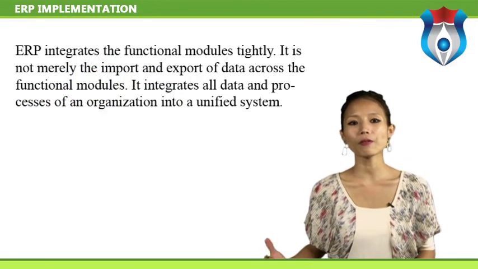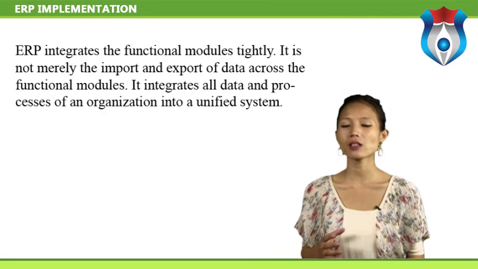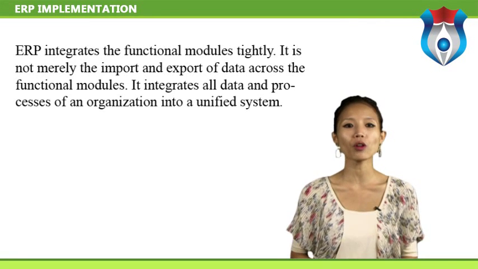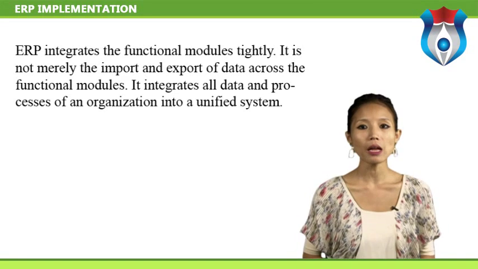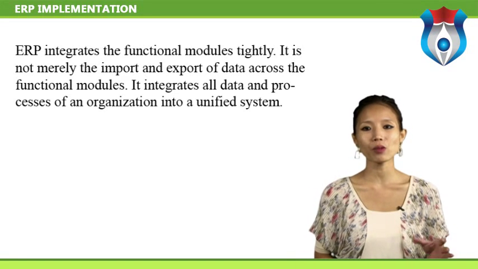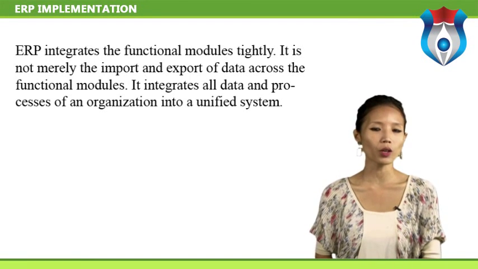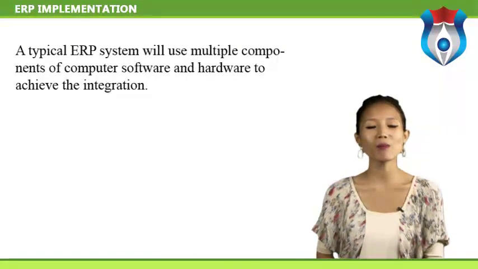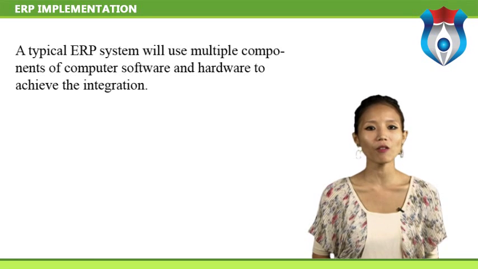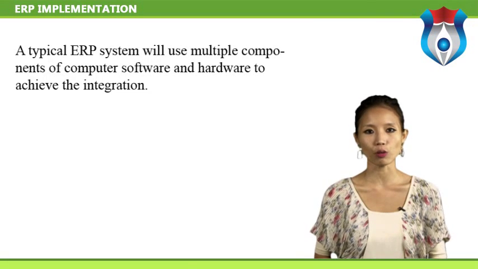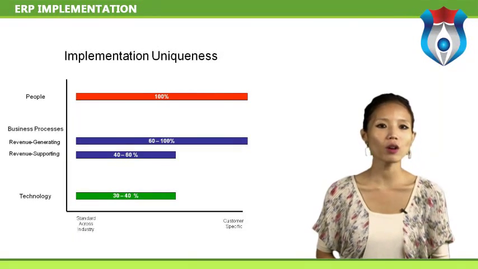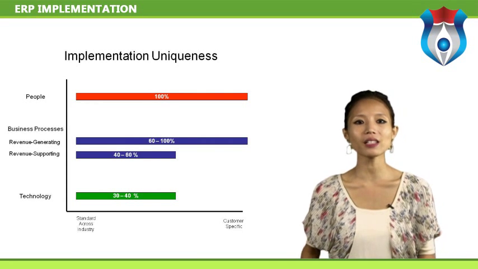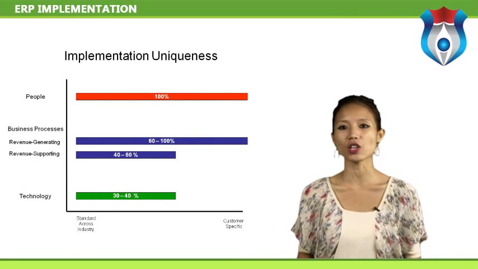ERP integrates the functional modules tightly. It is not merely the import and export of data across the functional modules. It integrates all data and processes of an organization into a unified system. A typical ERP system will use multiple components of computer software and hardware to achieve the integration. The integration ensures that the logic of a process that cuts across the function is captured genuinely.